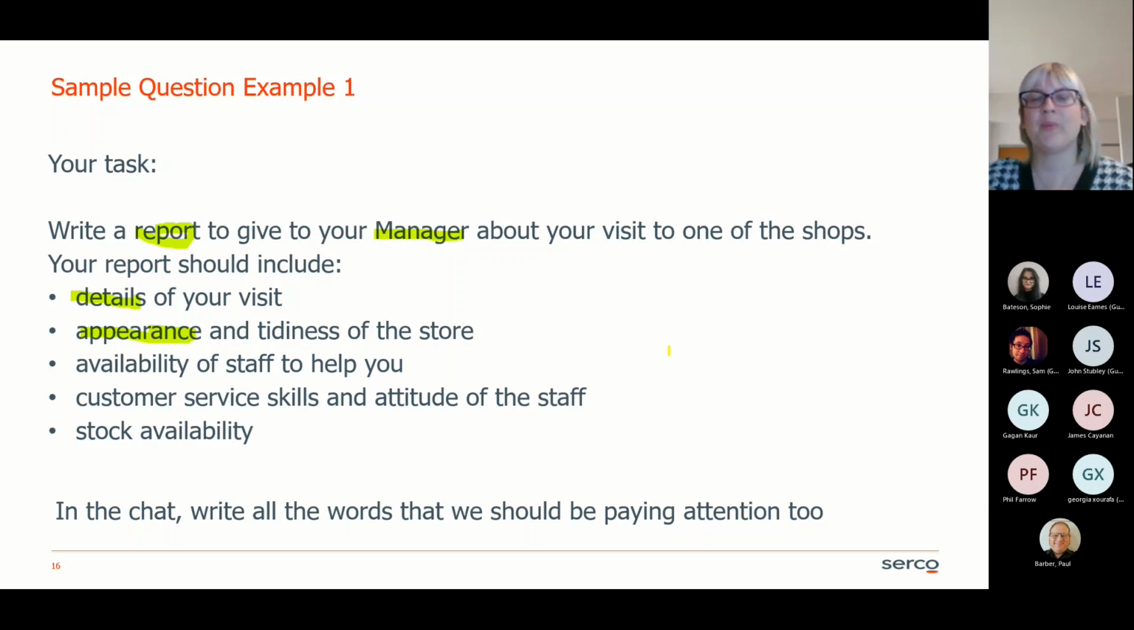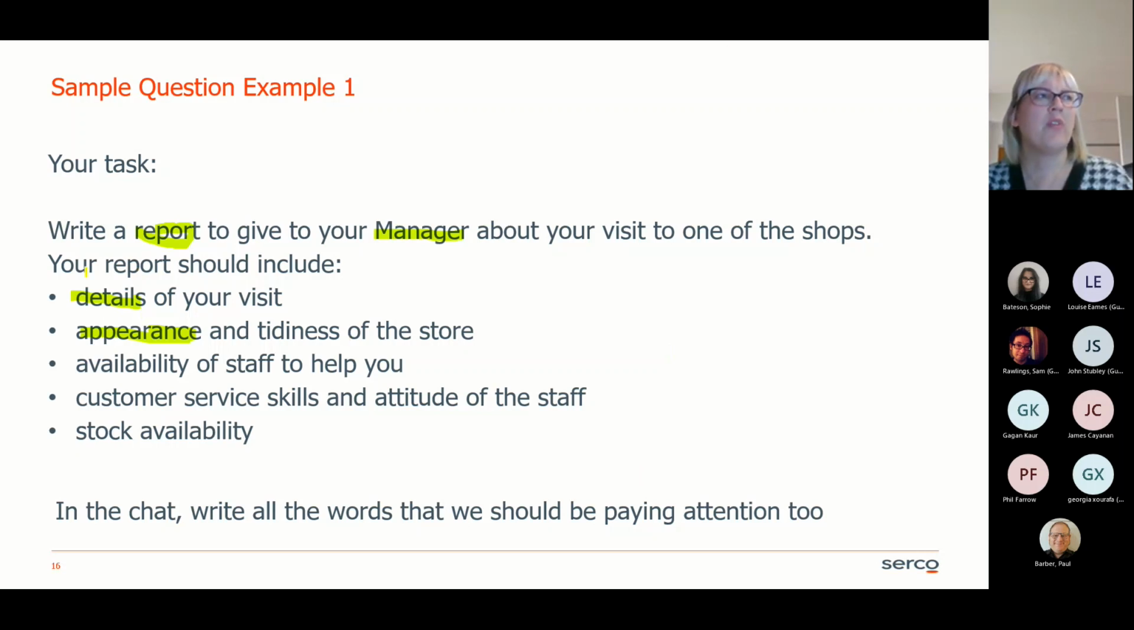Because this is a report, it would be very formal, so it would be very professional words. You wouldn't shorten your words, so you wouldn't use a word like isn't, or I wasn't very impressed, or things like that. You would use more formal language.